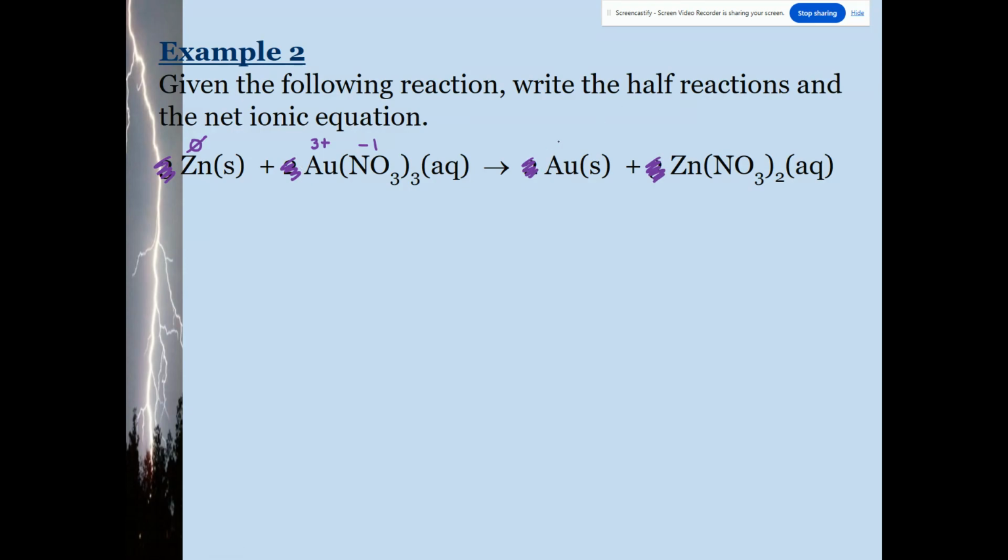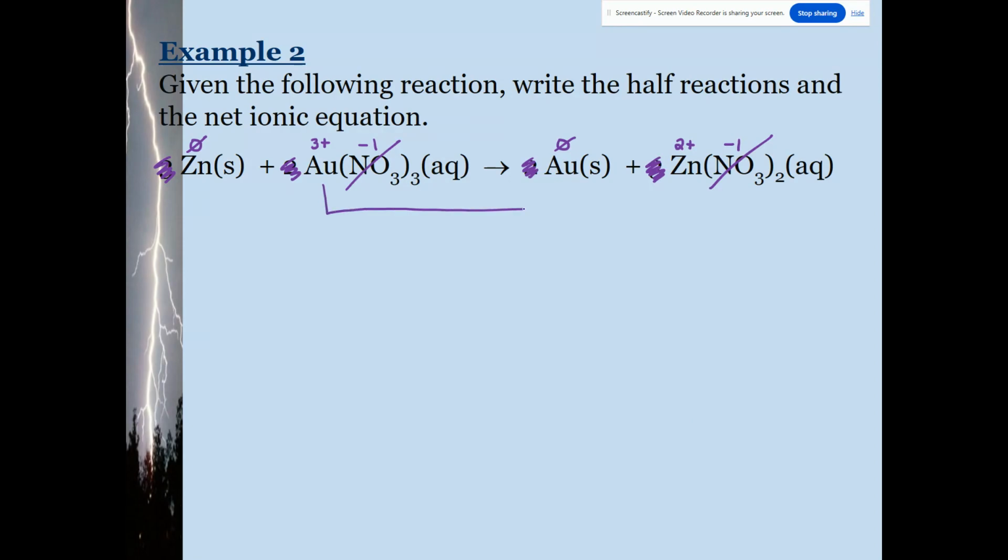Gold on the product side is now by itself, so it's now in its atom form. And then zinc is bonded to 2 nitrates this time. Nitrates again being -1, so zinc must be +2. Okay? My spectator ion is the nitrate. The nitrate is starting as -1 and ending as -1.